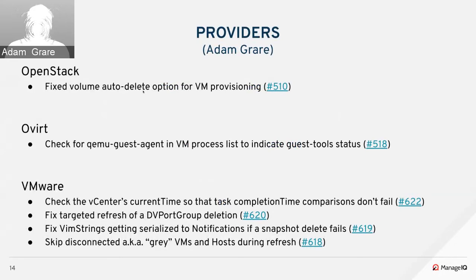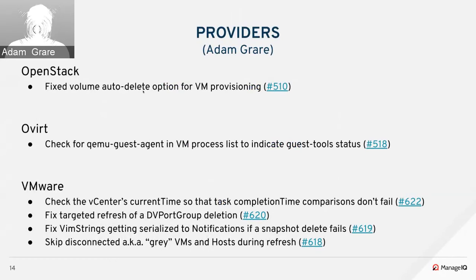For oVirt, Dan also checked the different name in the VM process list. Depending on the version of RHEL or CentOS that you're using, this guest agent can have a different name. So we were only looking at the ones from RHEL 6 and 7. RHEL 8 changed the name, so now we're looking at that as well, so that we'll set the VM's guest tools status appropriately.